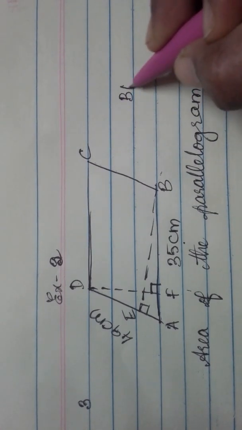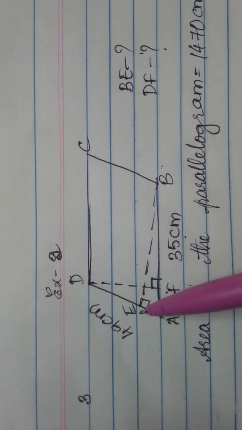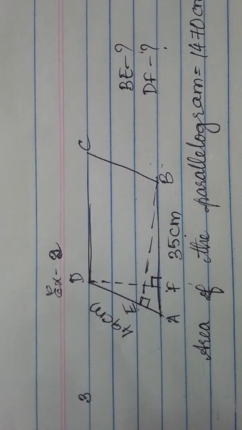What you have to find out? BE you have to find out. DF you have to find out. DF and BE, these two you have to find out. So let us solve this.